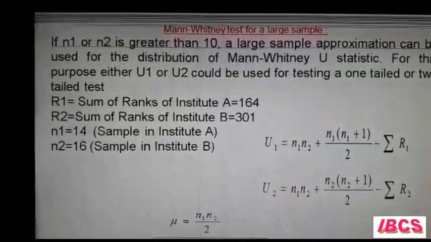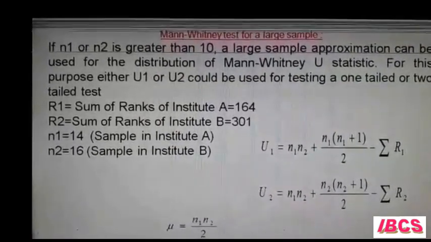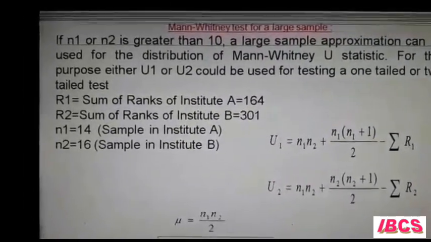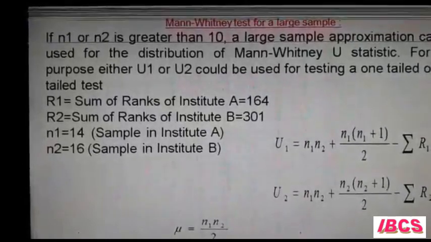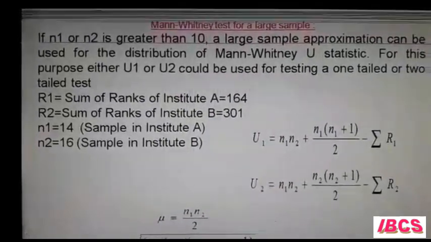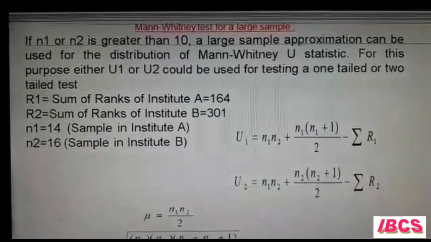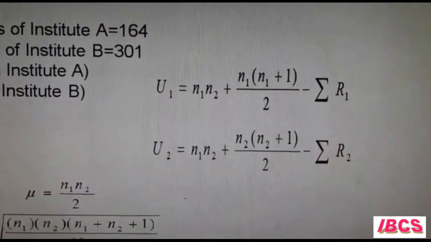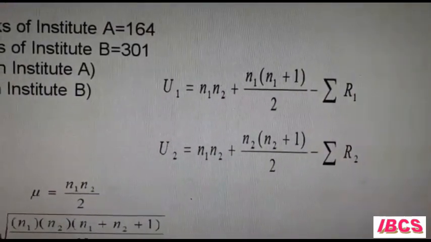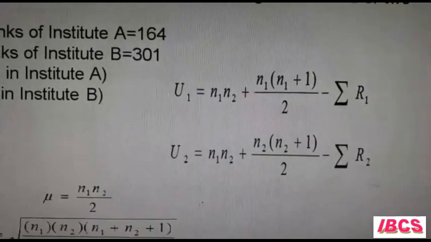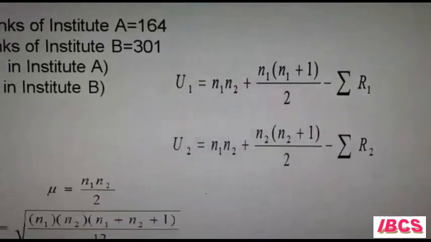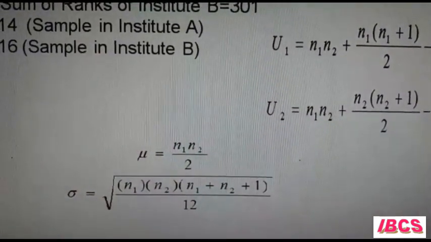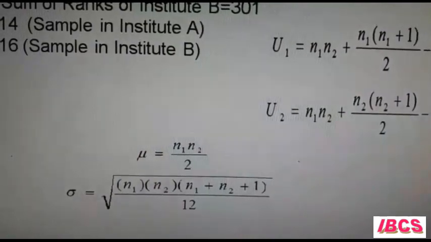In this problem, R1 is the sum of ranks of Institute A, that is 164, and R2 is the sum of ranks of Institute B, that is 301. N1 is the sample size in Institute A, that is 14, and N2 is the sample size of 16 in Institute B. So either we can go for U1 or we can go for U2. This is the way U1 and U2 are calculated. U1 is equal to N1 N2 plus, and you know what N1, N2 and summation R1 are. If you go for U2, it uses the summation of R2. This is the way the mu and the standard deviation have to be calculated.